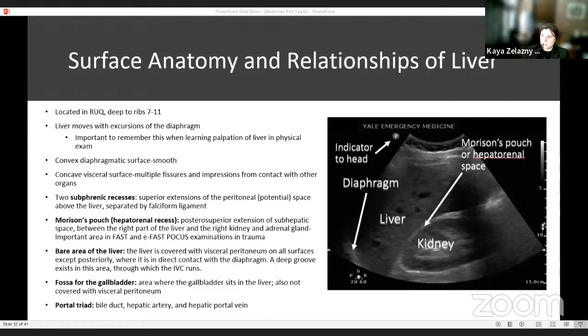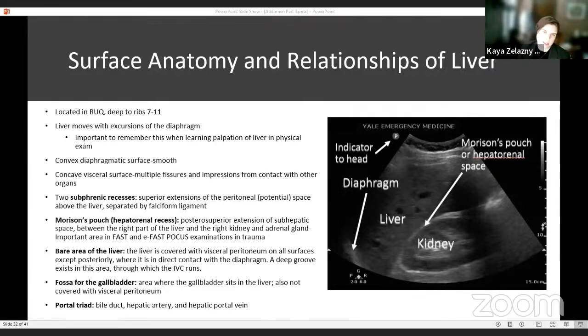Okay. Now, we have another area we want to know about, something called Morison's pouch, or the hepatorenal recess. So this is a space that we see between the liver and the kidney. So it's an extension of the space below the liver, so an extension of the subhepatic space. And it's going to be between the right part of the liver and the right kidney and adrenal gland. So this is an area you might be looking at if you are examining someone after abdominal trauma.